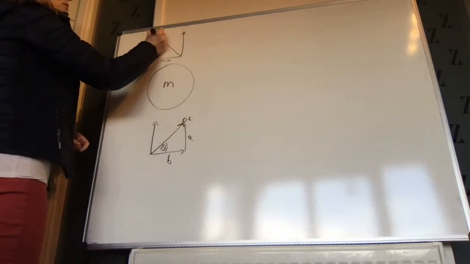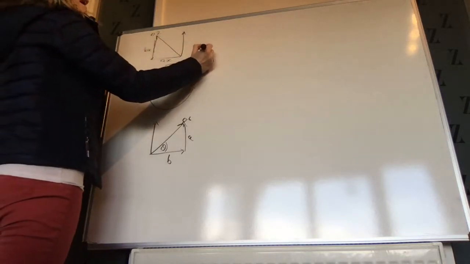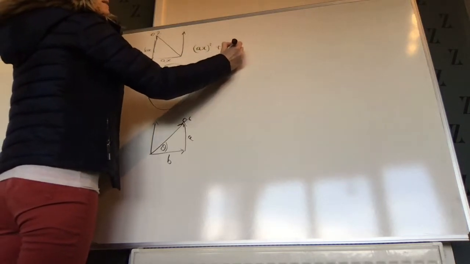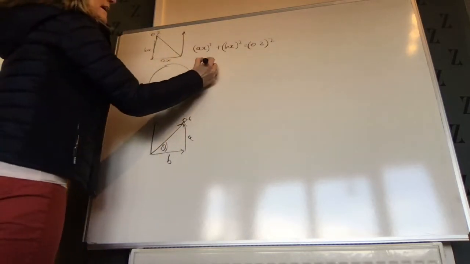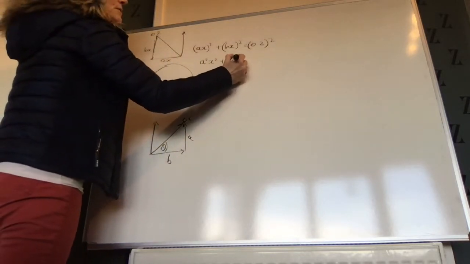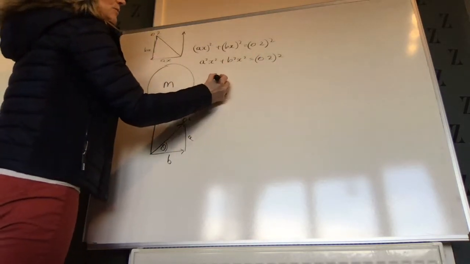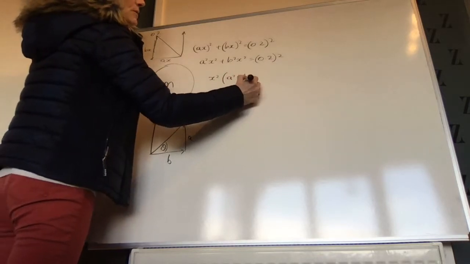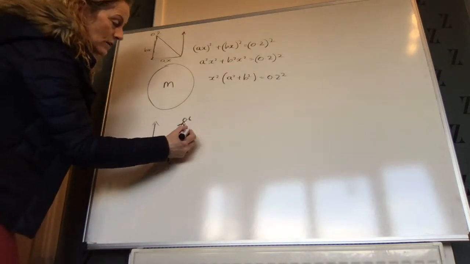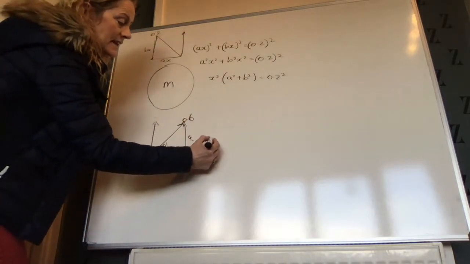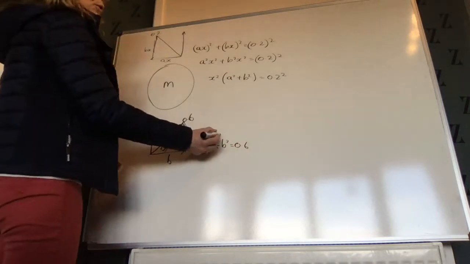Now, what can we say here? We know that this is 0.2. We're given that it's traveling at a speed of 0.2 afterwards. By Pythagoras, AX squared plus BX squared is equal to 0.2 squared. That gives you A squared X squared plus B squared X squared equals 0.2 squared. That's X squared into A squared plus B squared equals 0.2 squared. Now from this, because it was traveling at 0.6 before, A squared plus B squared is equal to 0.6 squared, so we can put that in here.